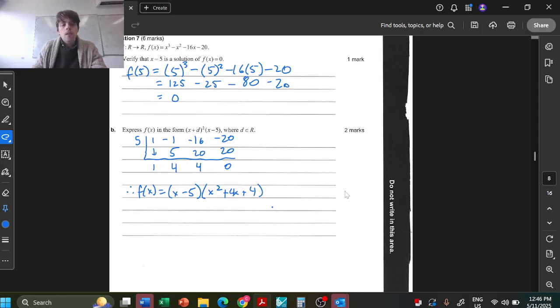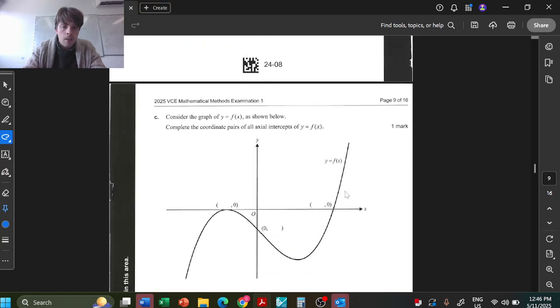And then, of course, that second thing there is a perfect square, or you can think two numbers add to give 4, multiply to give 4. It's 2 and 2. So this is (x minus 5), (x plus 2) squared. So therefore, d in this little expression here must have been 2.